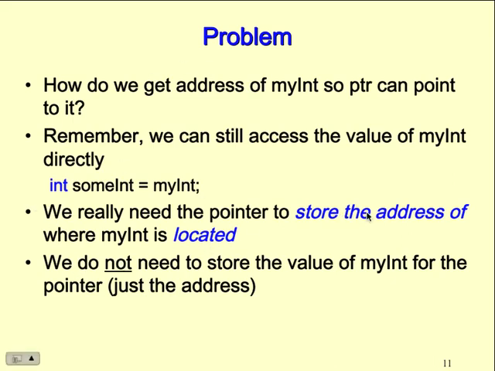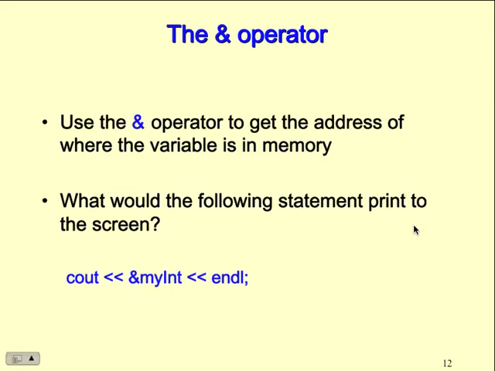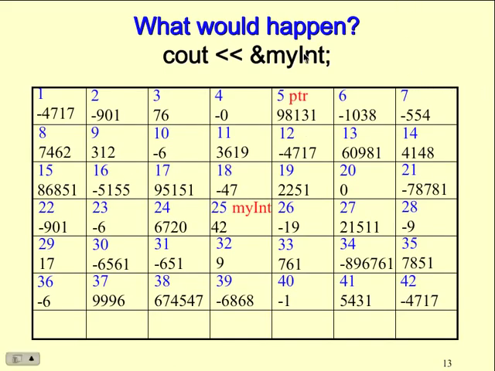So what we really need is a pointer to store the address of where my int is located. We do not need to store the value of my int for the pointer, just the address. So this is where the address-of operator comes from. We use the address-of operator, this ampersand, to get the address of where the variable is going to be in memory. And what would the following statement print to the screen? The address of my integer is going to print out 25, because that's the address that we arbitrarily picked here. In the next slide we see that it says 25 is the address of it.